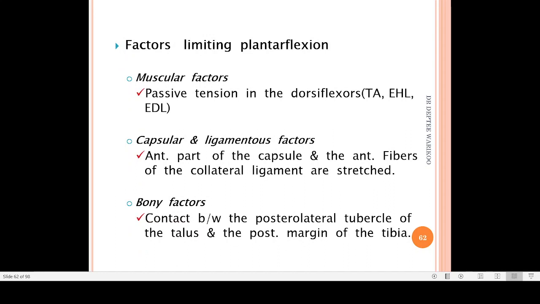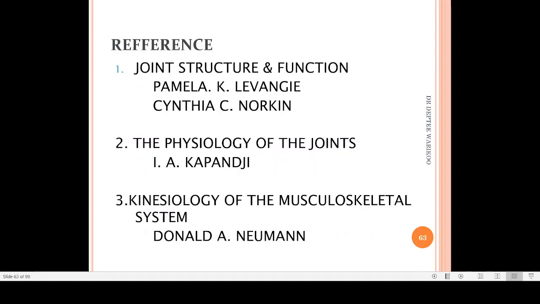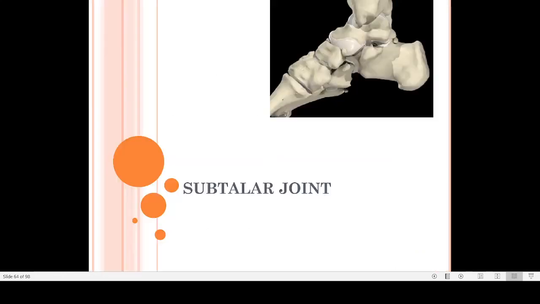Now, what are the factors which limit plantar flexion? First is the passive tension in the dorsiflexors. Second, the anterior part of the capsule and the anterior fibers of the collateral ligament are stretched properly to maintain that. And then the bony factors are the contact between the posterior lateral tubercle of the talus and the posterior margin of the tibia. So this was about the talocrural joint.